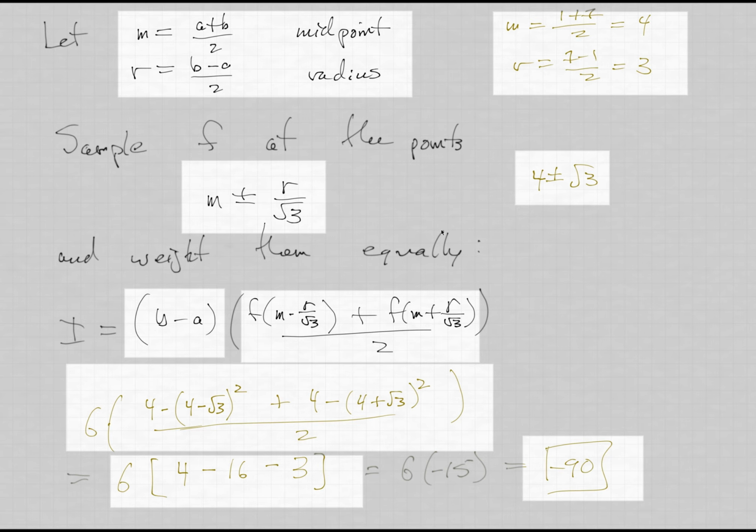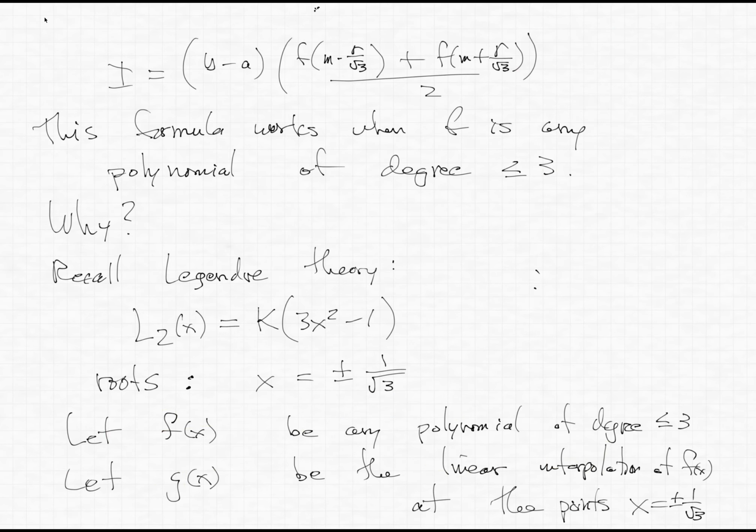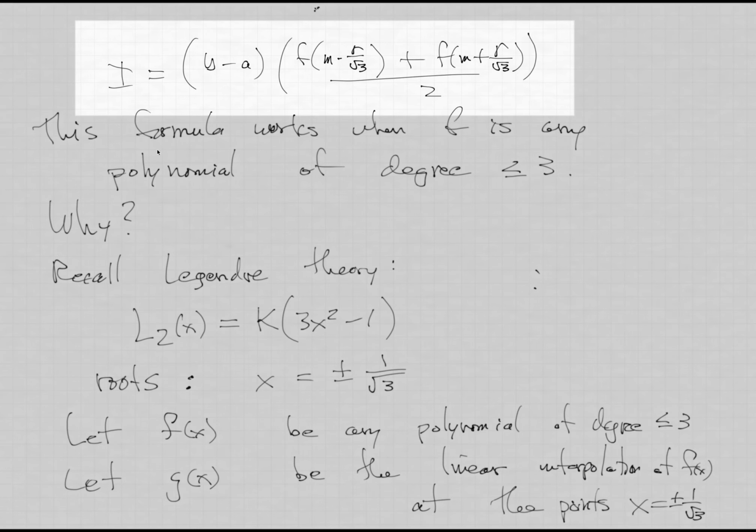Okay, so that's rather remarkable. Right? We only have to sample the function at 2 points to determine the value of the integral, as long as it's a cubic polynomial or smaller. Now, why is that, right? Oh, by the way, here's the general formula we could say.